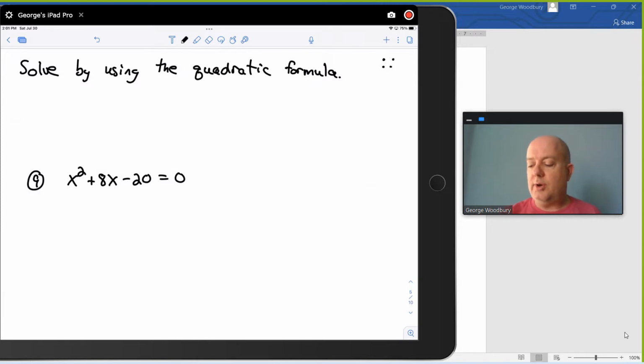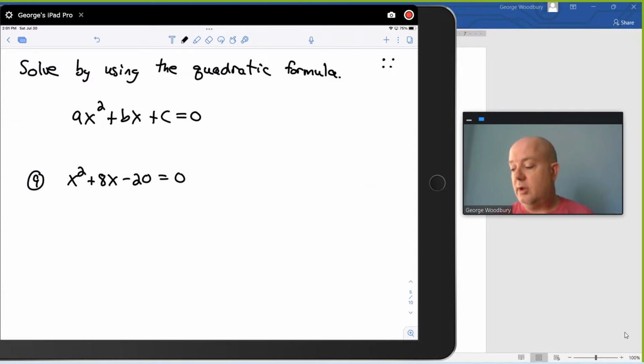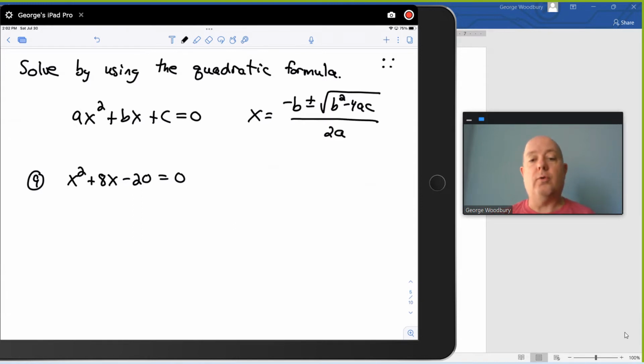In this video we'll go over how to solve quadratic equations by using the quadratic formula. If you have an equation of the form ax squared plus bx plus c equal to 0, and that 0 is important, any quadratic equation can be solved using this formula. X equals negative b plus or minus the square root of b squared minus 4ac all over 2a.